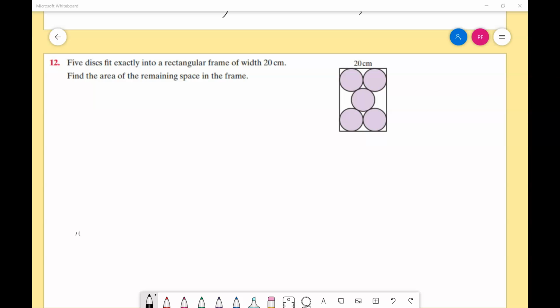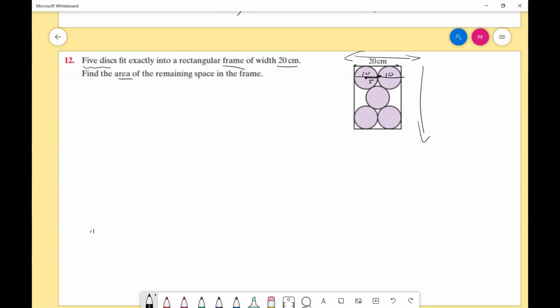Okay, 5 discs fit exactly into a rectangular frame of width 20. Find the area of the remaining space. So we know the width of the frame, but we don't know the height. But we know that all across it must be 20. So we know that each one of these diameters must be 10, which means each radius must be 5.